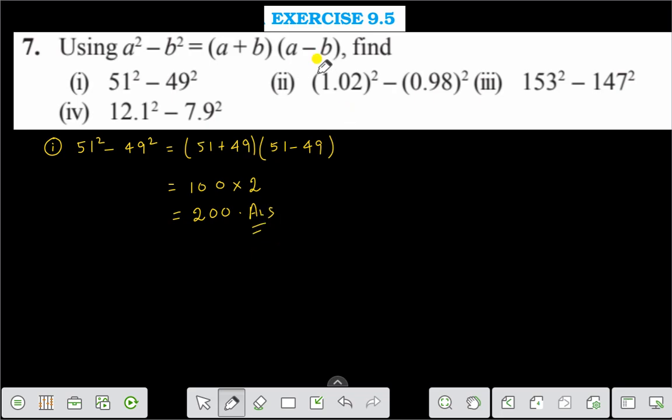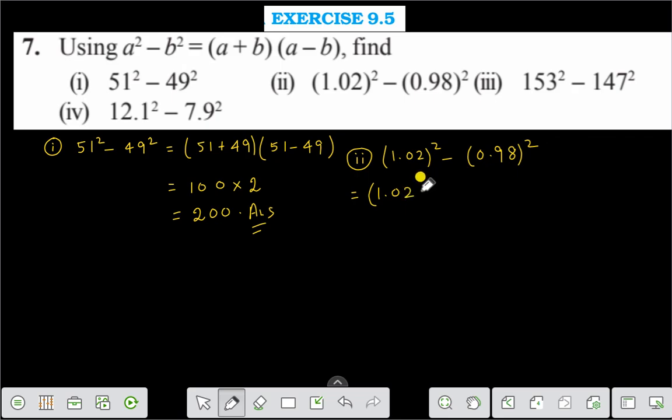Right? To solve question number 2. Question number 2 is 1.02 whole square minus 0.98 whole square. It is a square minus b square. This is a plus b into a minus b.